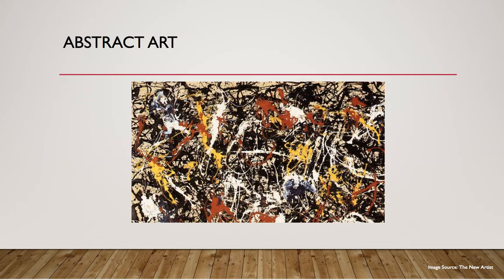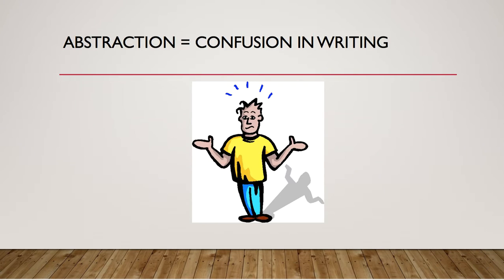Maybe you've heard about abstract art before. It holds to the definition of abstraction. Let's look at this abstract art piece by Jackson Pollock. If you ask someone what they see here, you'd probably get a lot of different answers. Everyone would interpret this image in a different way, and everyone would draw a different conclusion about what it's supposed to mean. That kind of thing is fine in abstract art, but it's problematic in academic writing.